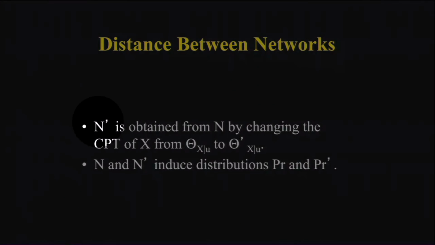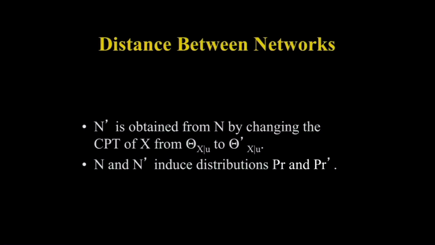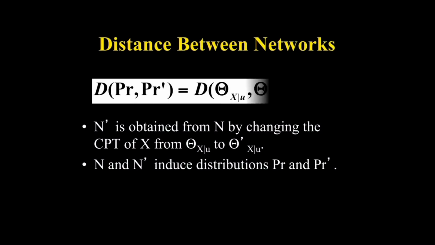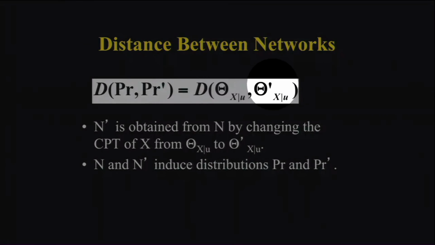And here's the result. N prime is obtained from N by changing the CPT for X from this to that. N and N prime induce distributions, this and that. So this is the only change that took place. What can I say about this distance measure between these two guys? You want to guess? Come on, make a guess. This is a distribution, and this is a distribution. Correct? You just look at the distance between these two guys, it is this.